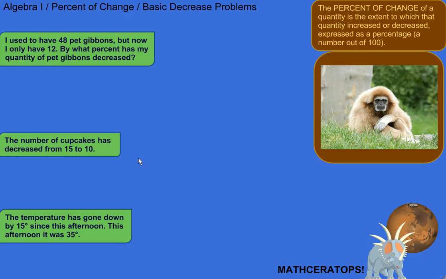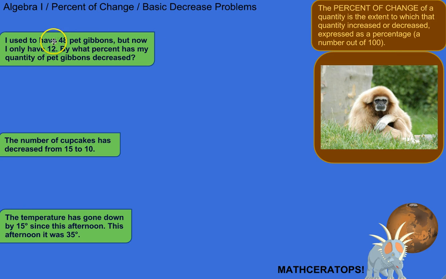All right, we're going to do some basic percent of change problems, and we're going to focus on percent decrease problems. Okay, so numbers are going down, different quantities. So percent of change of a quantity is the extent to which that quantity has increased or decreased, and we're going to be looking at decreases expressed as a percentage. So a number out of 100.